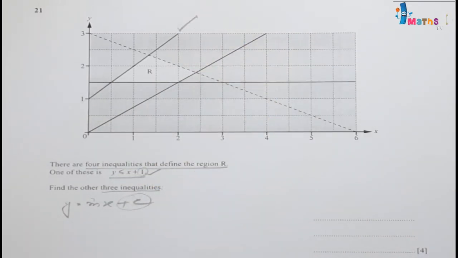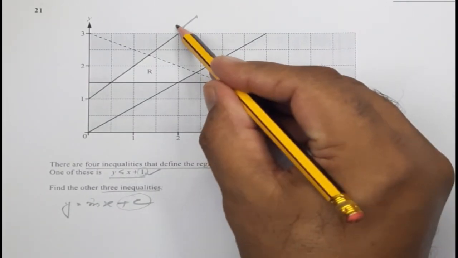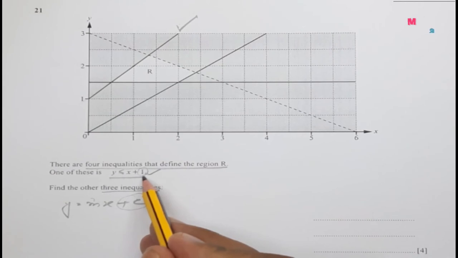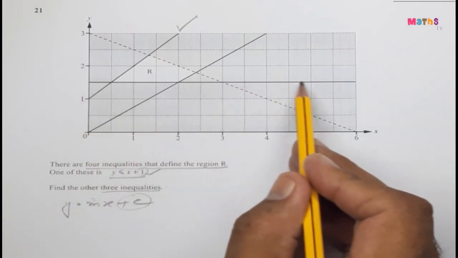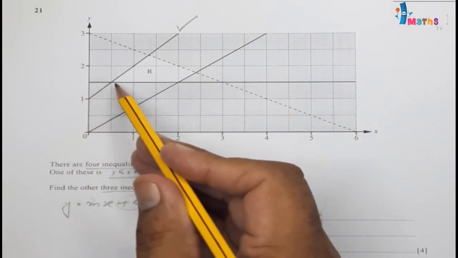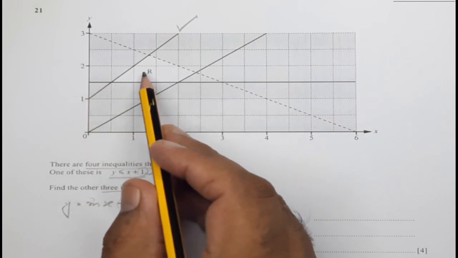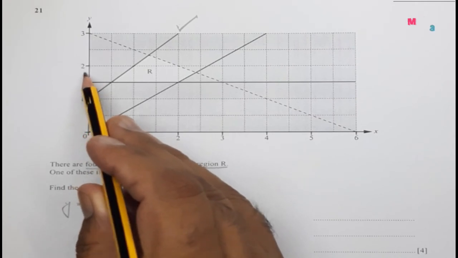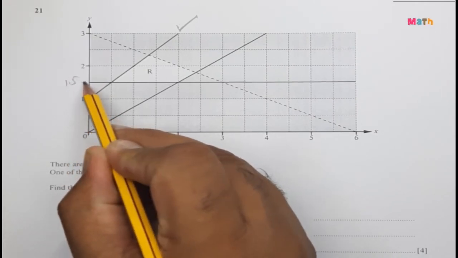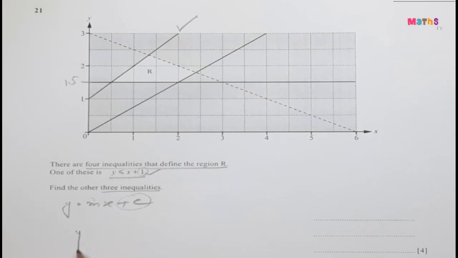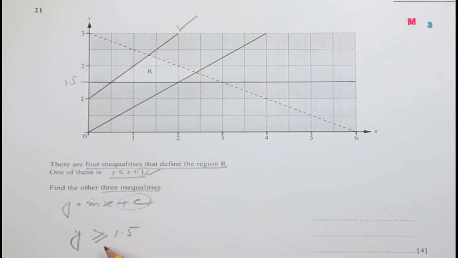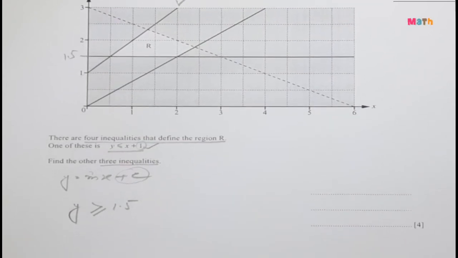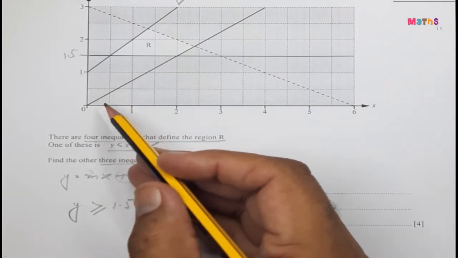So we identified the line for which the inequality is given. Now we have to write equations for the other three lines. So for this line, the equation will be y is greater than or equal to, this is 1 and this is 2, so this is 1.5 in the middle of this. So we can write y is greater than or equal to 1.5, greater than or equal to because this is a solid line, and this will be our one line.